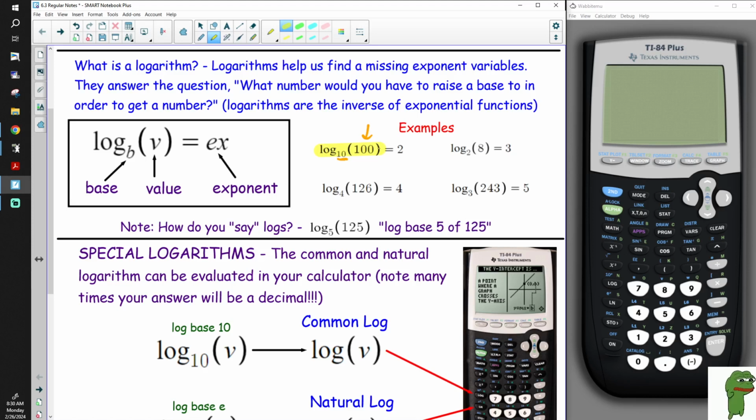If you look at the next one, it's asking 4 to what power is 126? 4. If I raise 4 to the 4th power, I get 126. And finally, 3 to what power is 243? It's 5. Now, that's what a logarithm does. Now, when we're doing logarithms, it's not going to tell us what it's equal to, because that's the answer we're trying to find. Okay, but that is what a log does. It finds us the exponents that we don't know.